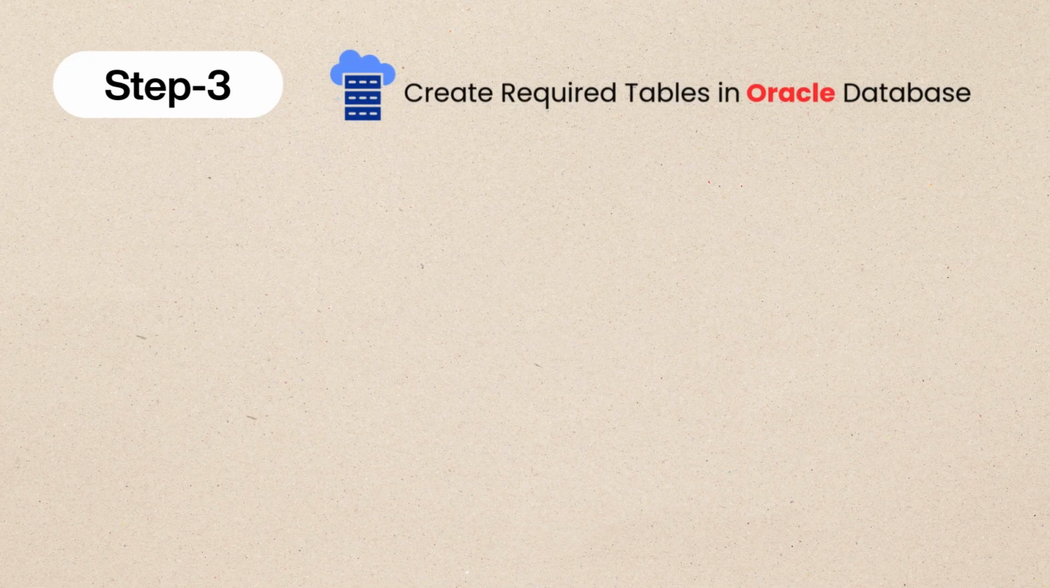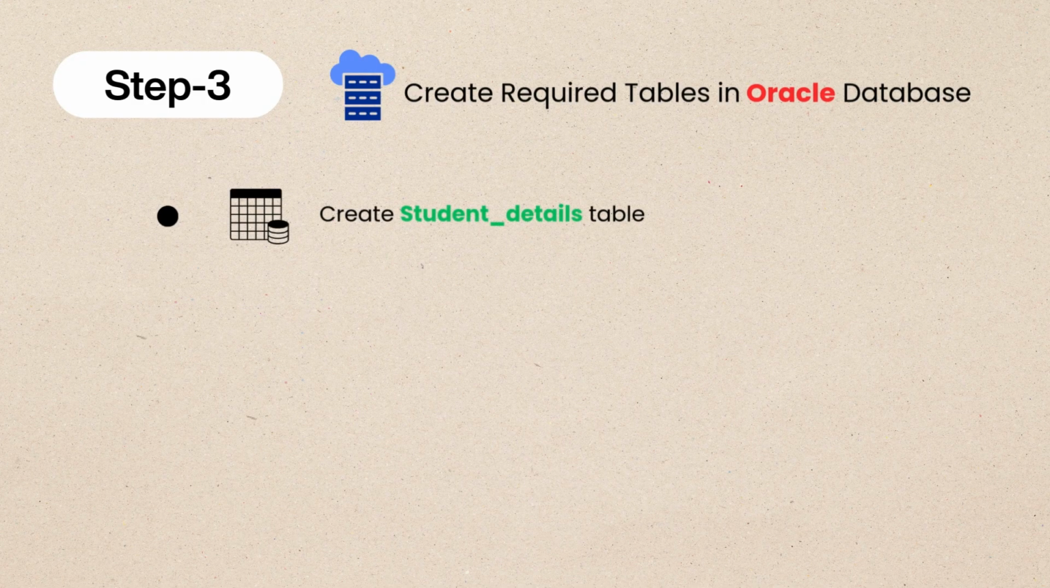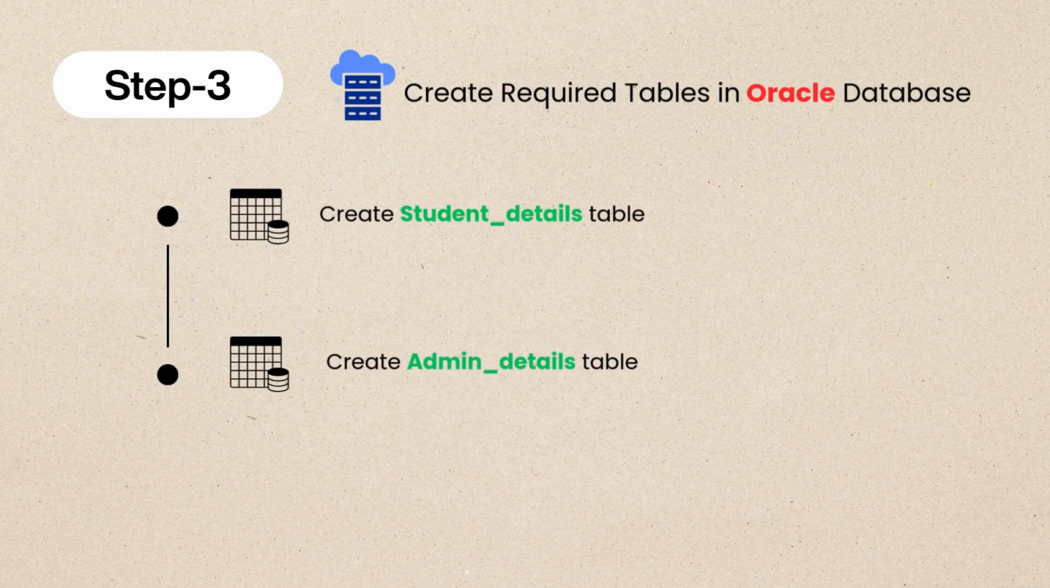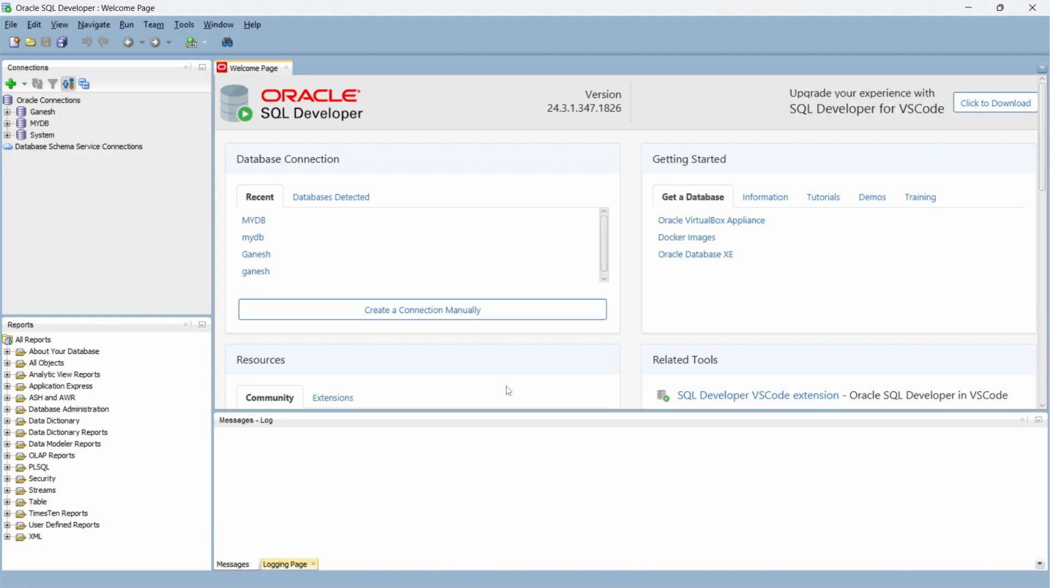Step 3 is to create the required tables in the Oracle database. For this project, we need 2 tables. The first table is student details, which is used to store all the student information. The second table is admin details, which stores the admin credentials used for logging into the system. Currently, I am in my SQL developer interface. For our application, I am going to use MyDB database.